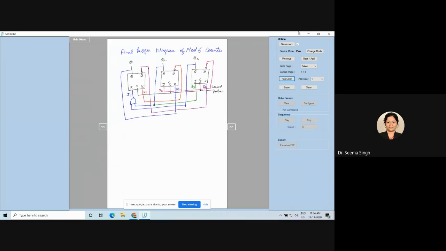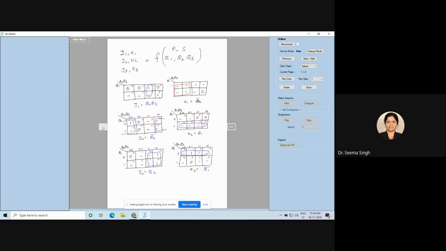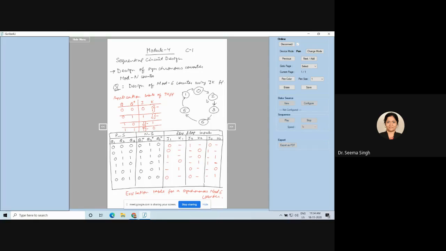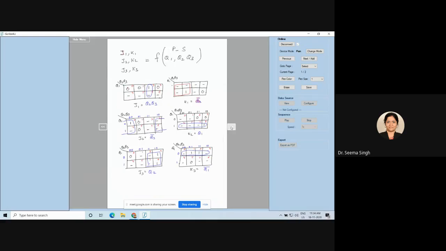So this is the final logic diagram of the mod 6 counter, which was taught today, starting with your state diagram, your present state, next state, and flip-flop input excitation table. And this excitation table you could make using the application table, which I taught you here. But in general, you should remember this: 0 to 0 is 0 dash, 0 to 1 is 1 dash. If it is there in your memory, it is easy for you to do it quickly. And if you don't do this quickly, your time utilization is less in the exam.